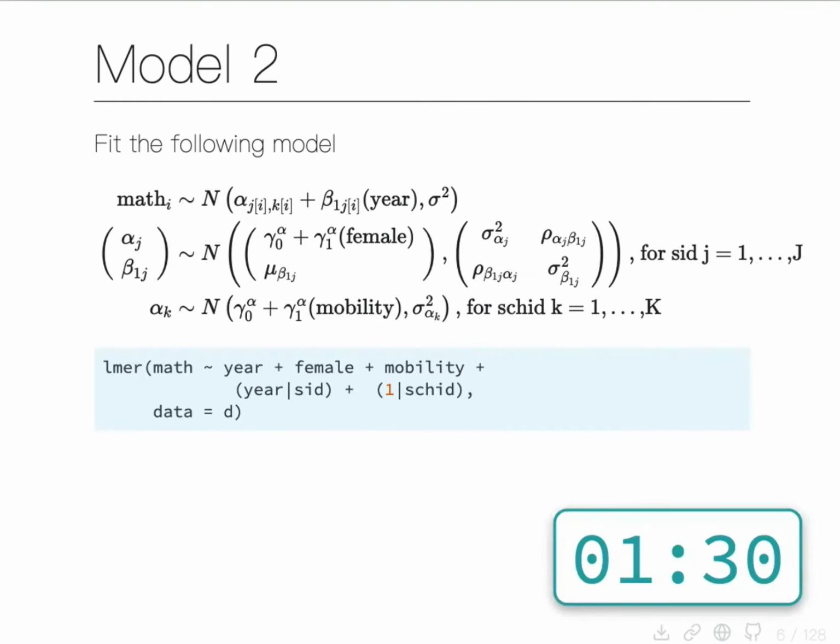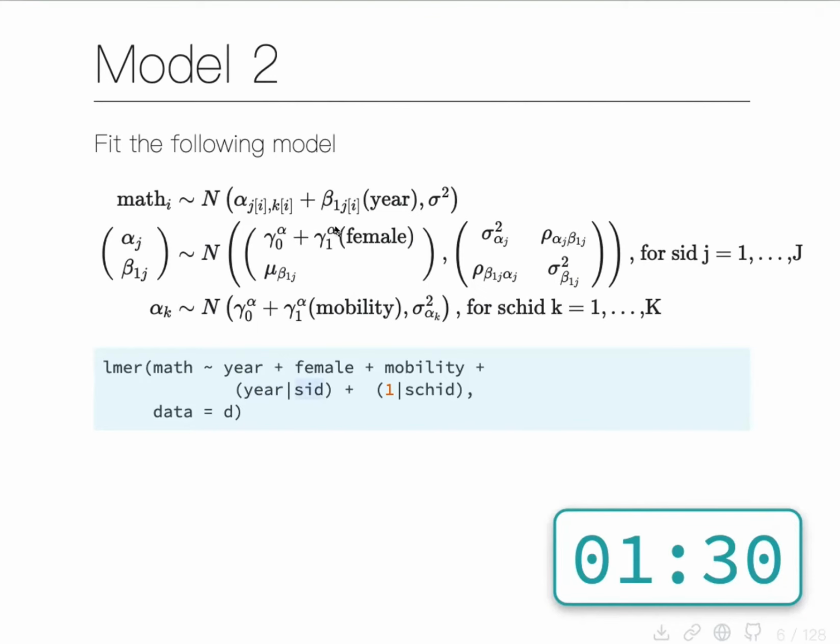Okay, for this one, we now have year as a predictor in the model, which is varying at the within student level. So that's a level 1 predictor. And we have both the intercept and this year slope varying at the student ID level. So you see we have year, and the 1 is implied, right? 1 plus year bar SID. So that's saying we have both year and the intercept varying randomly by SID.